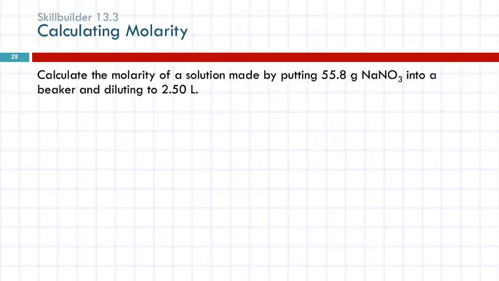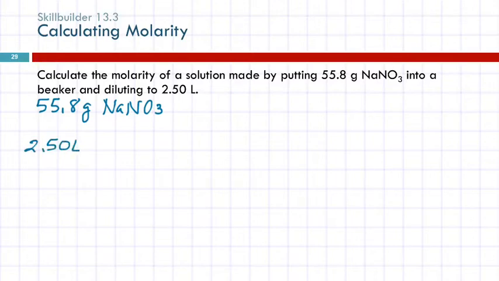Let's calculate the molarity of a solution made by putting 55.8 grams of sodium nitrate into a beaker and diluting to 2.50 liters. So we've got 55.8 grams of sodium nitrate, and we've got 2.50 liters, and they're asking us for molarity.